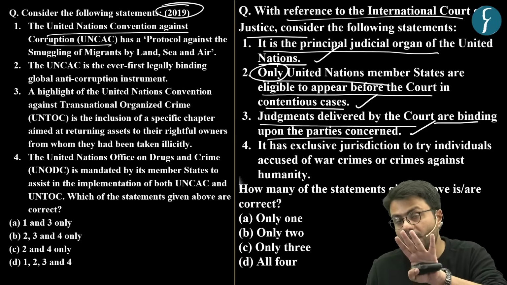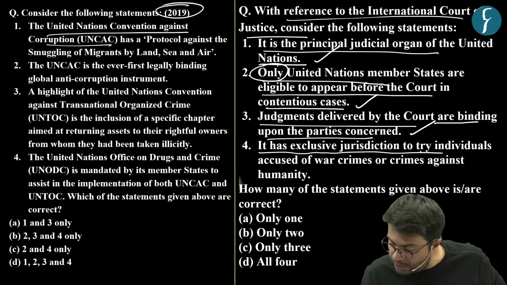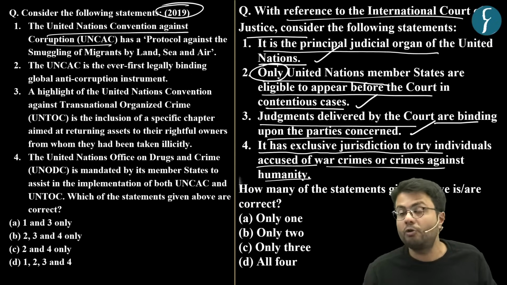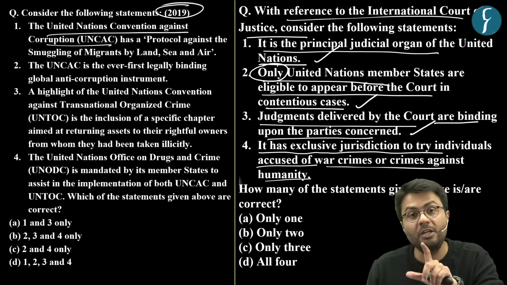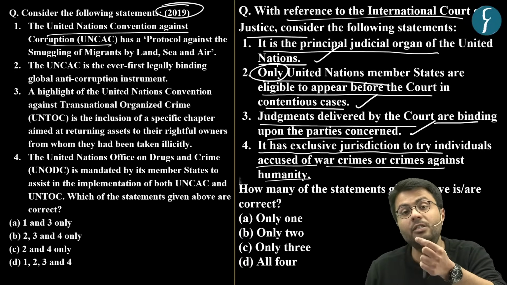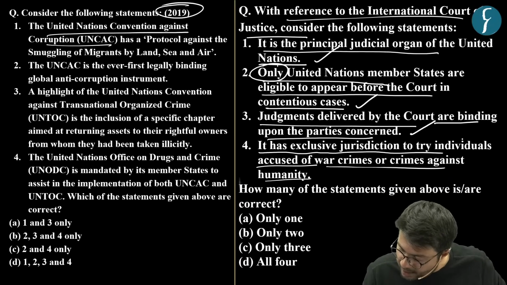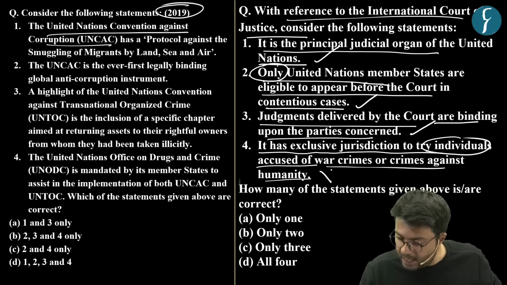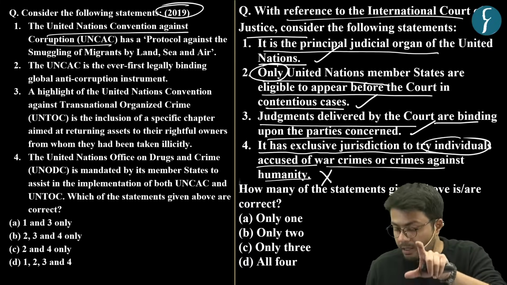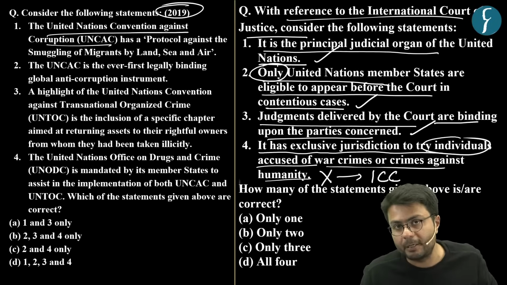Now, let us consider the fourth statement. It says it has exclusive jurisdiction to try individuals accused of war crimes and crimes against humanity. Again, as I've already highlighted, the jurisdiction of the ICJ extends only to member states of the United Nations and does not extend to any individuals. Hence, this fourth statement is incorrect, because this is the jurisdiction of the International Criminal Court and not the ICJ.